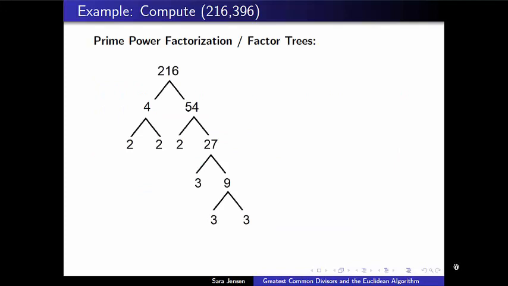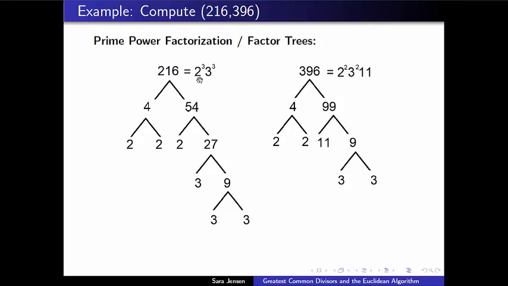Another thing you might have done as a child is used factor trees, which is where you look at a number like 216 and you pick some sort of obvious to you divisor, like 4, and you break 216 down as a product of 4 and 54. You then repeat this process for each of these numbers, picking a divisor that seems obvious to you, and you break it down until you find the leaves of your factor tree, and the leaves of your factor tree are prime numbers. So I could do this process again for 396, and then by combining the leaves in exponential notation, I am going to get what's called the prime power factorization of these two numbers.